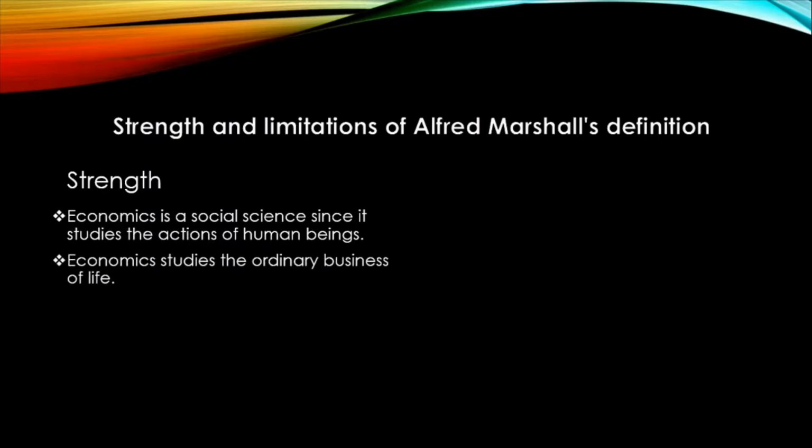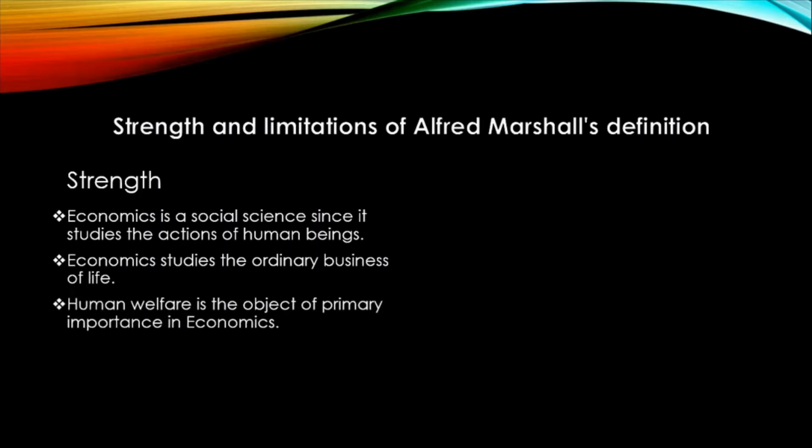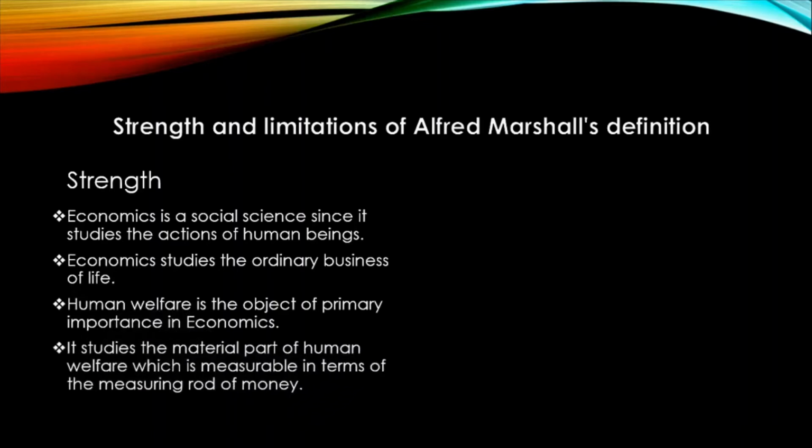The third strength of Alfred Marshall's definition of economics is that human welfare is the object of primary importance in economics, just as we cited earlier on that wealth should be used as a means to achieve an end, which is human welfare. And that's why we are saying that it's the object of primary importance according to the definition of Alfred Marshall. And the last strength is that economics studies the material part of human welfare, which is measurable in terms of the measuring rod of man.